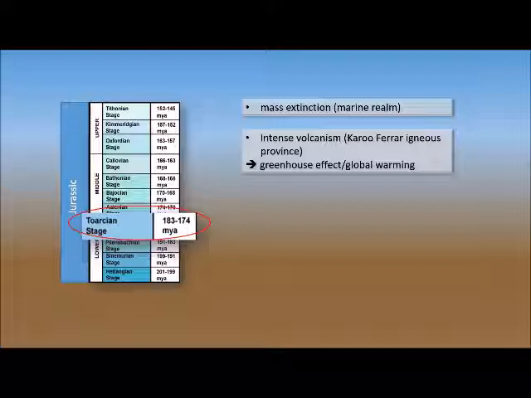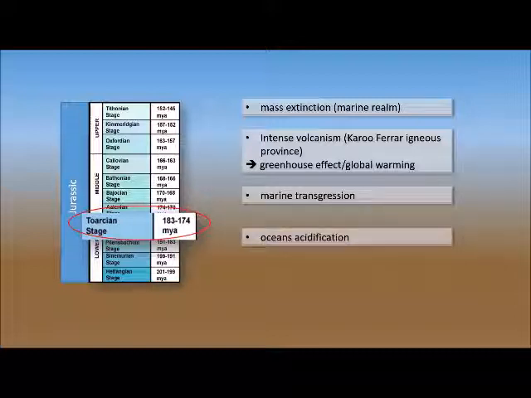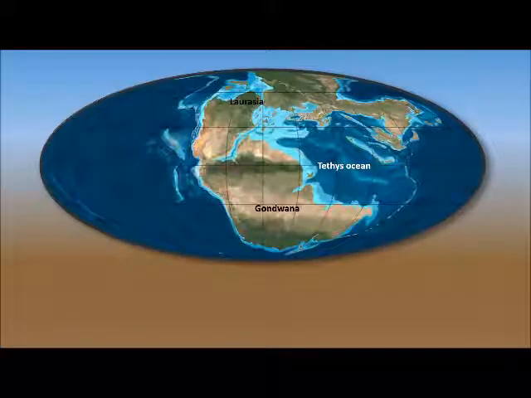It's linked to an intense volcanism, a greenhouse effect, and, well, consequently, global warming. There is marine transgression associated with it, and an ocean acidification. Okay, so that's just to put the context. There is also water stratification, very useful for carbonate concretion. All right, so that's the lower Jurassic at the Toarcian.